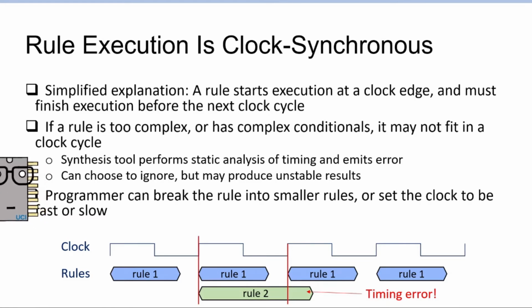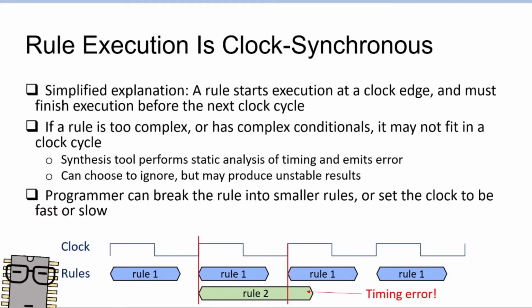So yeah, getting all the rules fitting inside your given clock cycle speed is one of the important optimization points in hardware. So when this happens, the programmer can either break the rule into smaller rules, multiple smaller rules. It could be a pipeline, it could be something else. Or you can modify the clock speed to be faster or slower.